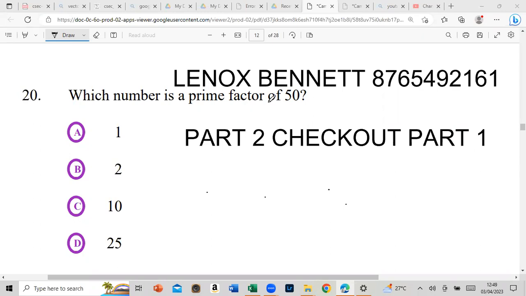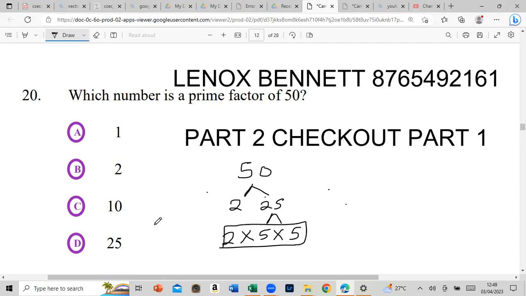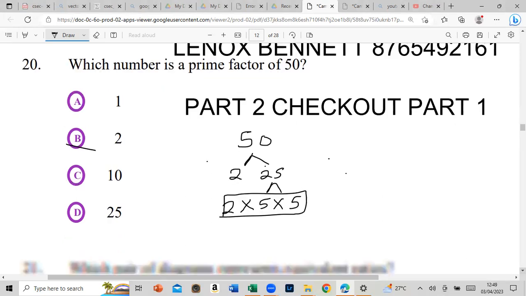Alright, so which number is a prime factor of 50? Prime factor means it's prime numbers that multiply to give you the product. So we can use this as 2 times 25. 2 is a prime number, so we split 25 now into 5 by 5. So it's the product of a composite number, but it's prime numbers that give you the product. Alright, so that would be 2. 2 is the only option that makes sense. 10 is not a prime number, 25 is not a prime number, 1 is not a prime number.